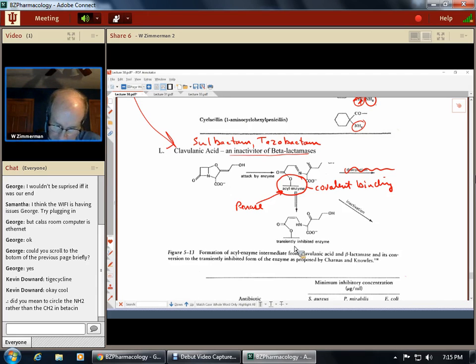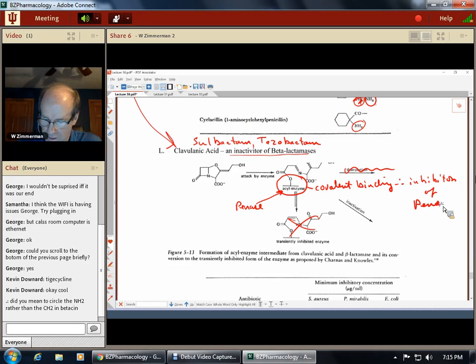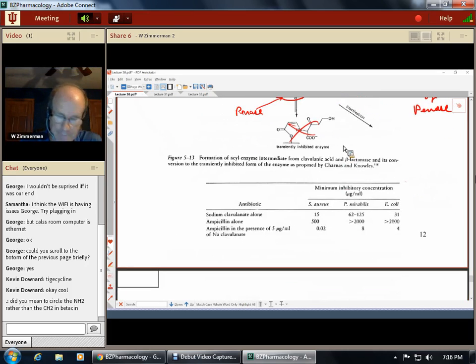But this just shows the chemists like this, the transiently inhibited enzyme, just a little bit different form. We don't care about that. The point is, you've got a covalent binding. Therefore, you've got an inhibition of the penicillinase. And of course, these compounds have been enormously popular, adding them to amoxicillin and ampicillin.